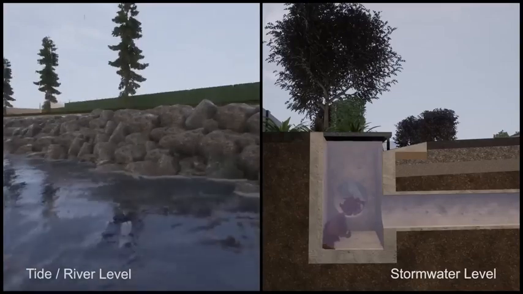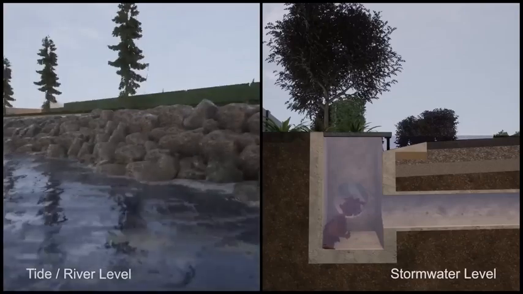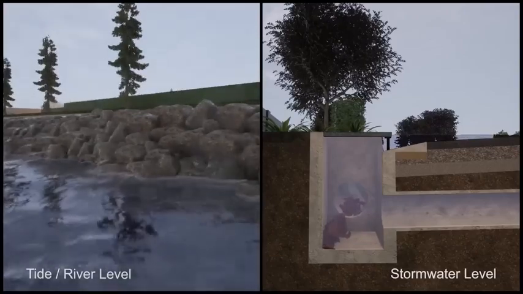Likewise, during widespread heavy rains, creek and river levels rise and prevent the minor systems from freely draining, resulting in upstream flooding.